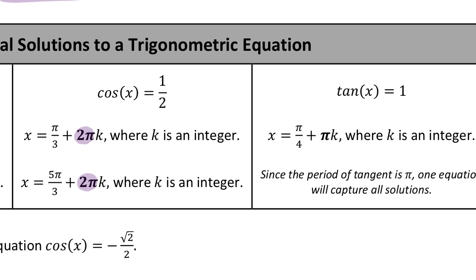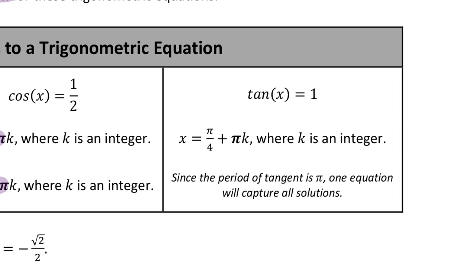If we do this one more time for tangent, we had to use a different number because tangent is never equal to 1/2 on our unit circle. Tangent of x is equal to 1 when x is equal to pi over 4, and at 5 pi over 4 in quadrant 3. But since the period length of tangent is pi, notice this is different, we only have to use one equation to capture all solutions instead of two equations like sine and cosine. And the period changes, so this one is pi over 4 plus pi times k, where k is an integer.